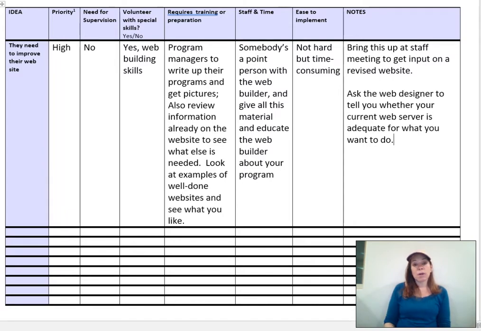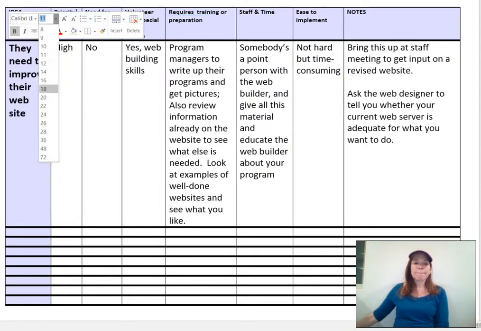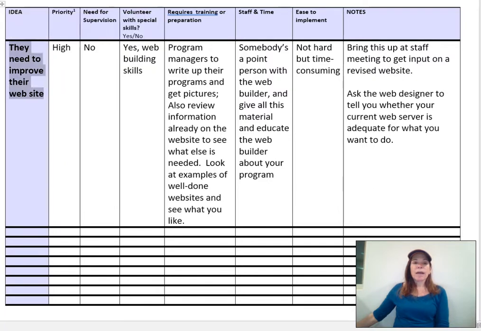engage your volunteer. If you don't do all this stuff, then your volunteer's experience is going to be bad and you're not going to get the best result for your organization either. So this helps you think through what you need to be prepared to do for this particular volunteer job. So here they need to improve their website. All right, they decided it's a high priority. I decided that because I made this up.